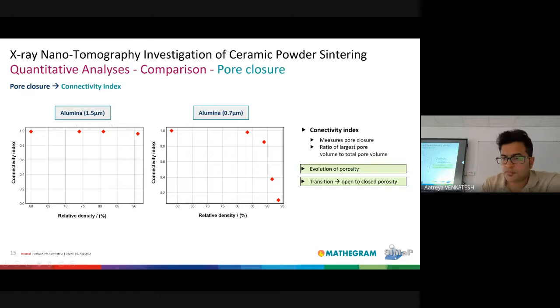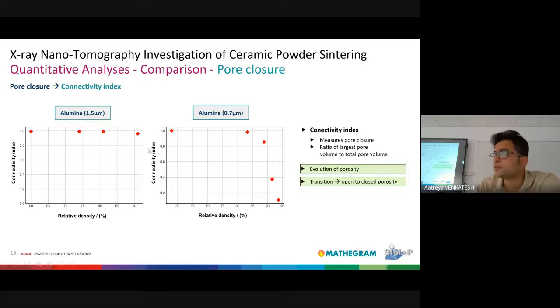Now, in order to measure, let's say, pore closure in a more correct way, we have come up with this connectivity index, which is a ratio of largest pore volume to the total pore volume. And so when you compare 1.5 and 0.7, let's say the connectivity index is, first of all, maximum when all the pores are open in the initial stage of sintering, and it's already close to zero when all the pores are closed. So in the case of 0.7 micrometer, above 85%, we see a drop in the connectivity index, which clearly signifies a transition from open porosity to closed porosity. And in the case of 1.5 micrometer, we have not yet reached that stage even after 30 hours of sintering.